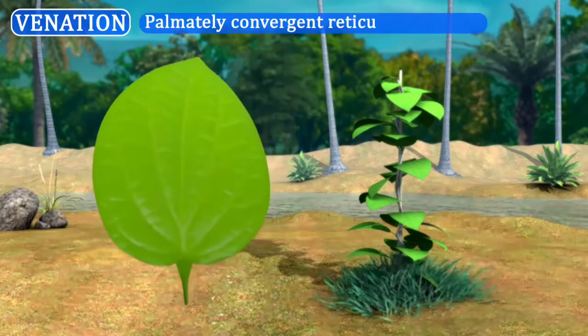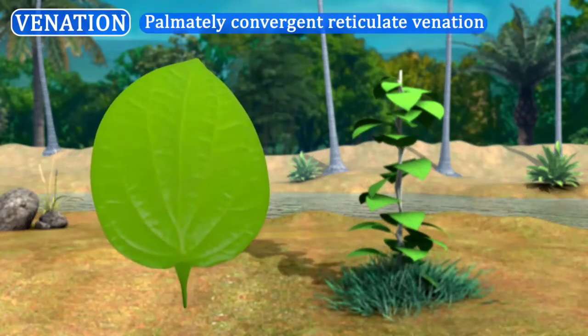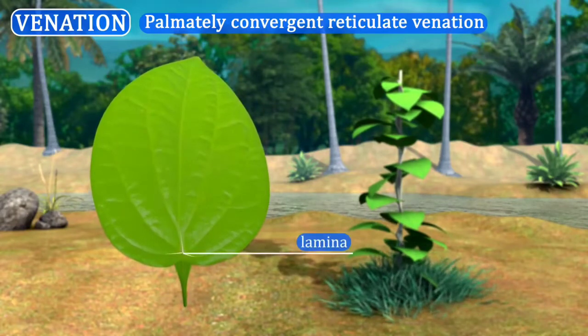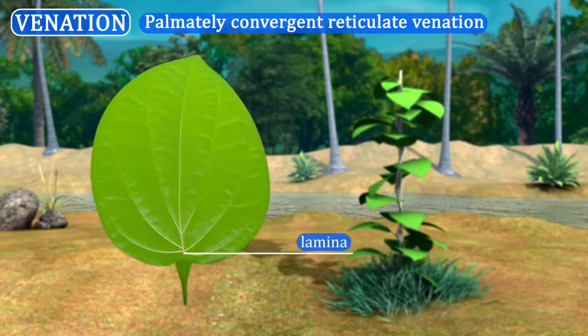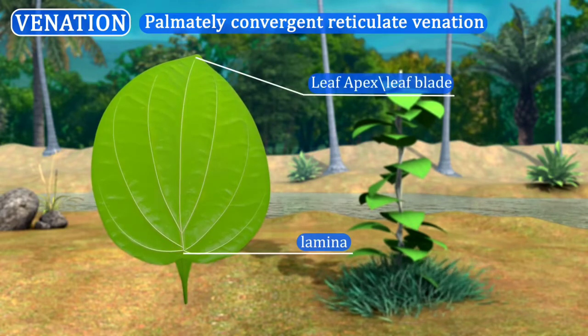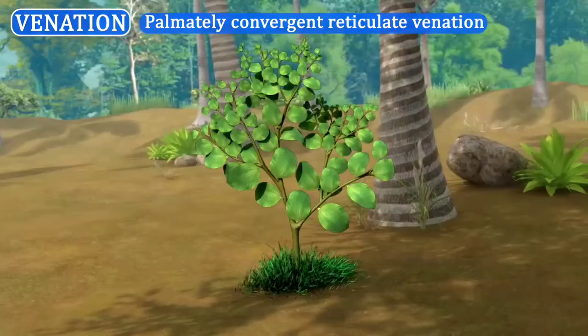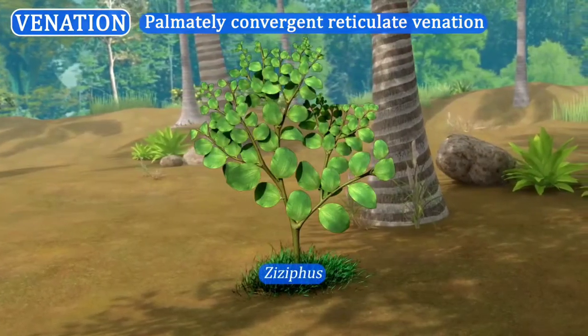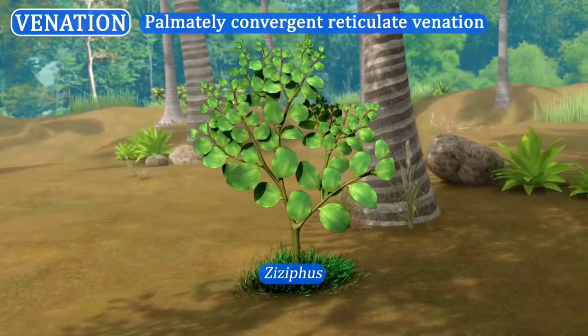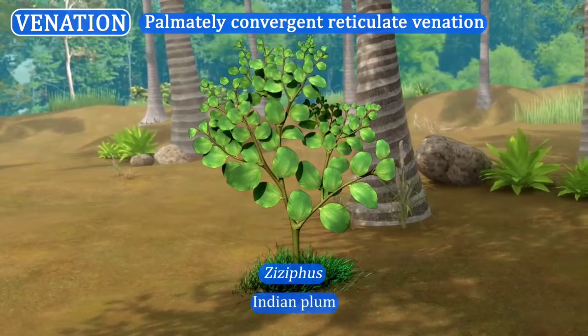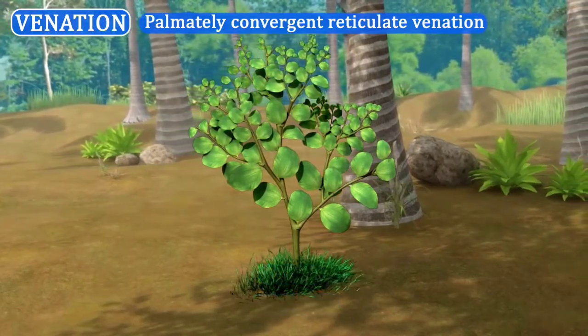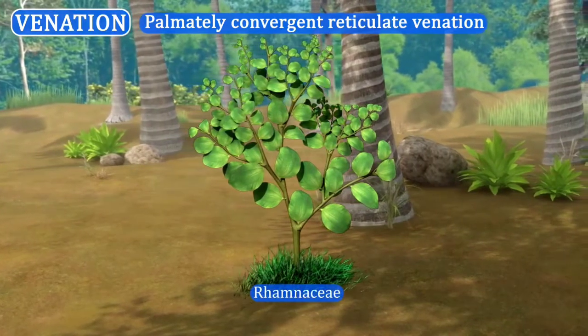Palmately convergent reticulate venation. In this venation, many midveins arise from the base of the lamina, spread upwards, and meet at the tip of the leaf blade. This venation is seen in Ziziphus. Ziziphus is the generic name of the Indian plum. This is a member of family Rhamnaceae.